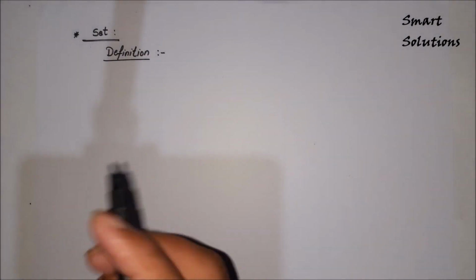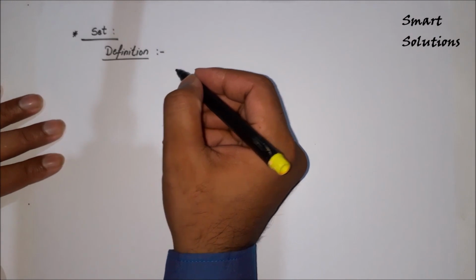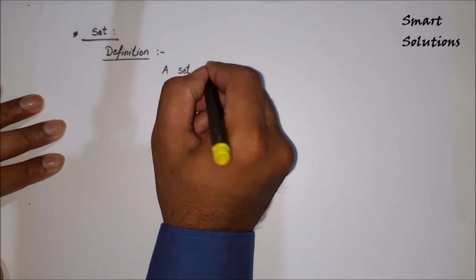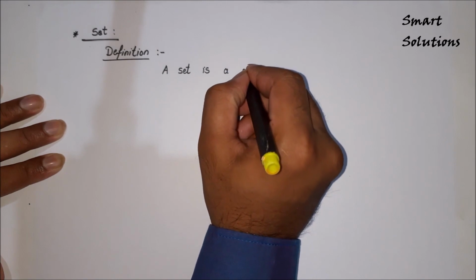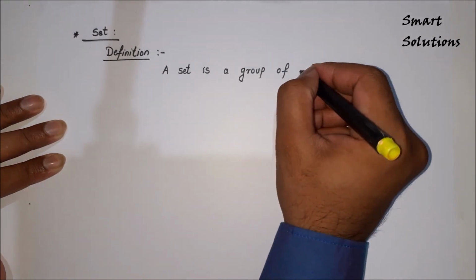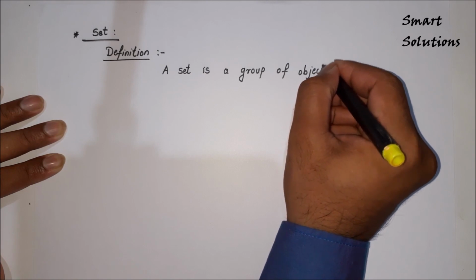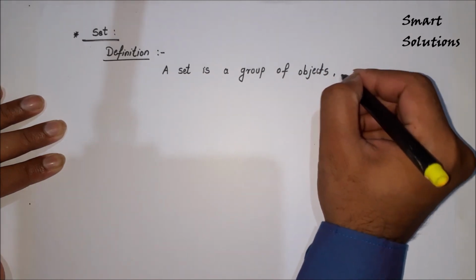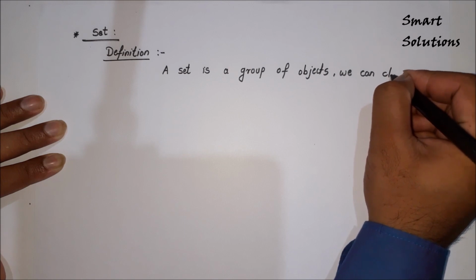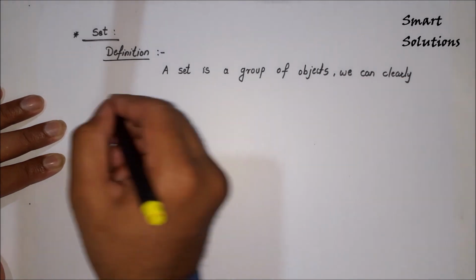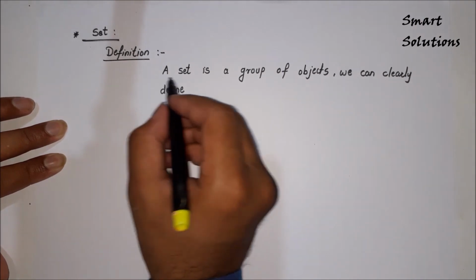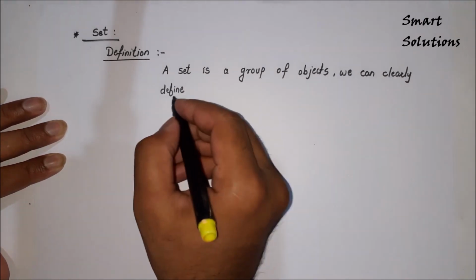So let us write it down. A set is a group of objects we can clearly define.